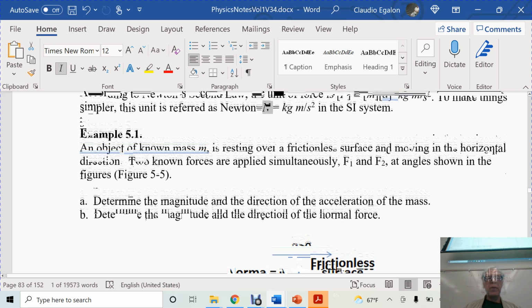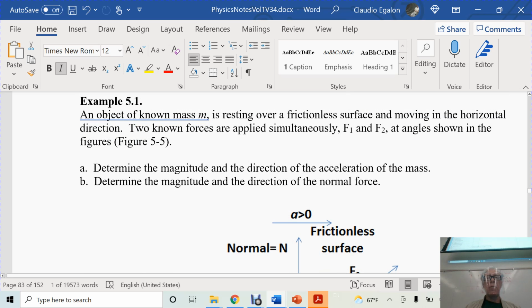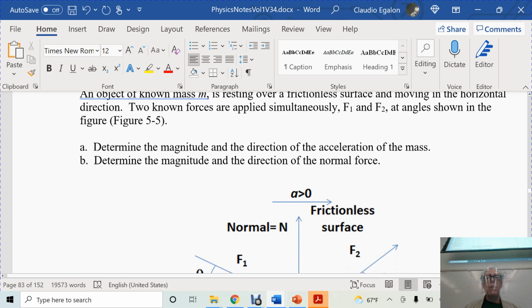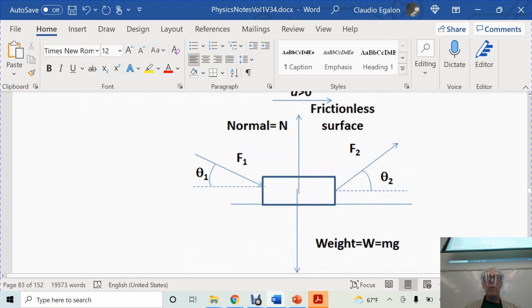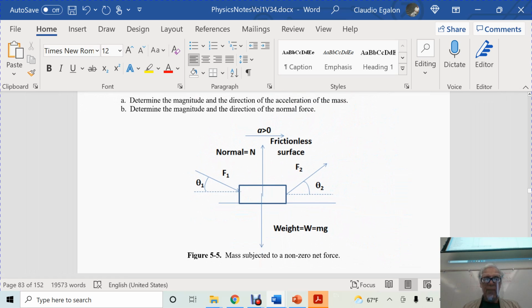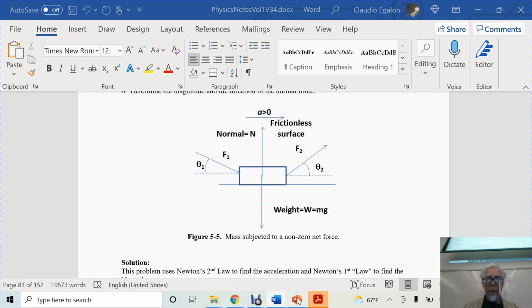Okay, so let's do this one here. An object of known mass is resting over a frictionless surface and moving in the horizontal direction. Two known forces are applied simultaneously, F1 and F2. Here's an example. At angles shown in the figure. Determine the magnitude and the direction of the acceleration of the mass. Determine the magnitude and the direction of the normal force. Okay, so here you go. Let me see if I have that in my PowerPoint. Let's see.